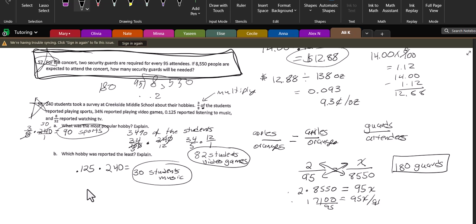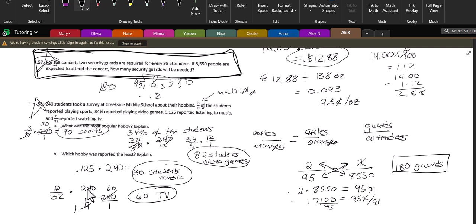And then lastly, we have 8/30 report watching TV. So the 8/30 times 240. Well, 8/30 reduces to 1/4. That's 1/4 times 240. 4 goes into 4 one time. 4 goes into 240 60 times. So I have 60 report watching TV.